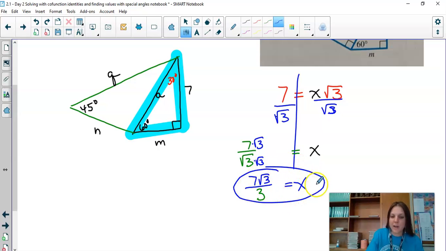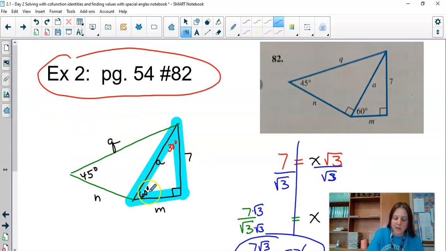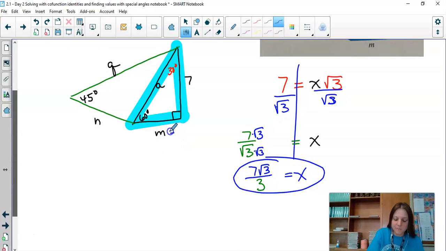What I just found is that value of X. If we look back here, X was just representing the shortest side of this 30, 60, 90 triangle. So in this case, we're talking about the shortest side. That would be side M. So side M is 7 root 3 over 3. The next thing that we can find is side A. So let's go ahead and find side A next.